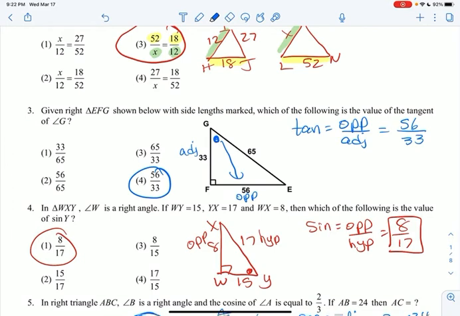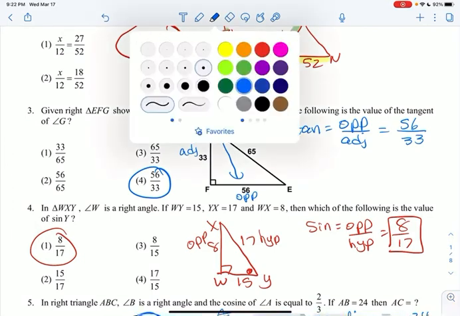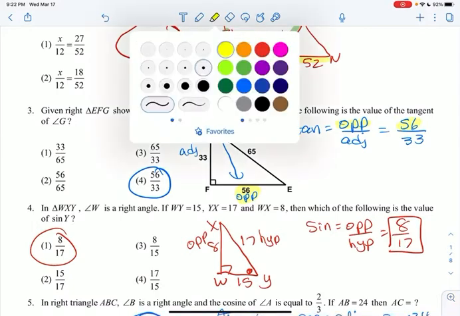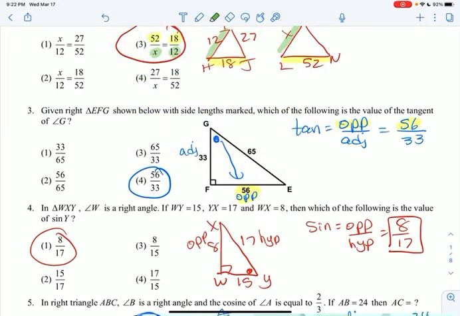Number 3, given the triangle shown below with side marked, which of the following is the value of the tangent of G? So remember, tangent is opposite over adjacent. So from angle G, the 56 is opposite, and the 33 is adjacent. So choice 4.